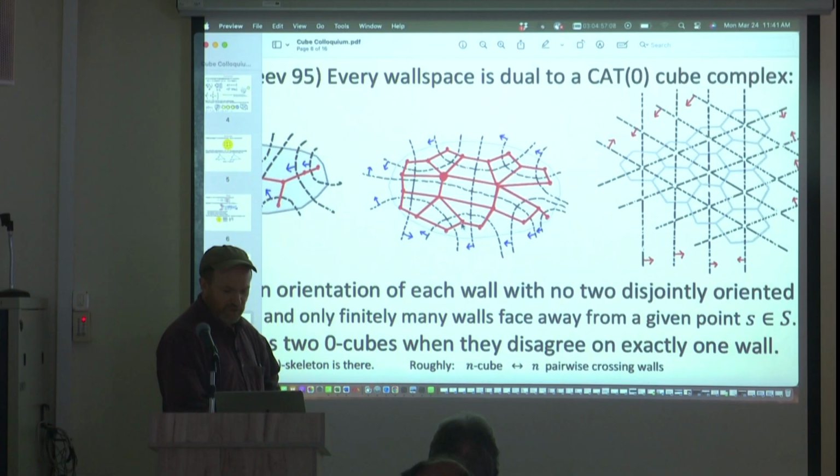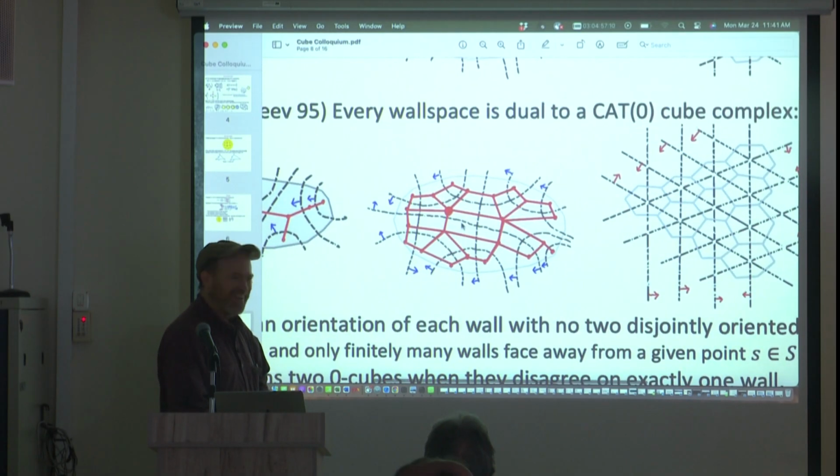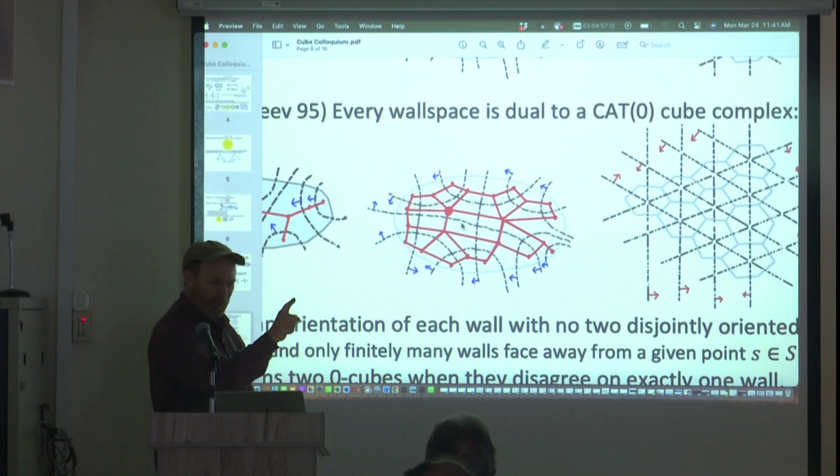You mean the polar dual? No. I've used polar duals for cube complexes, but no, I don't mean that. Okay. I don't think this is the polar dual.